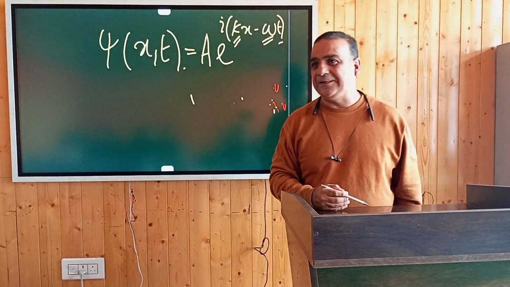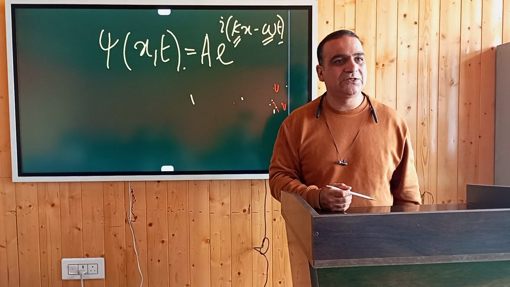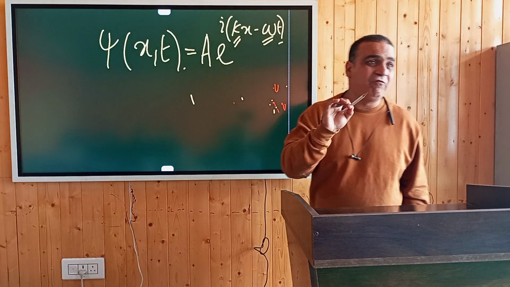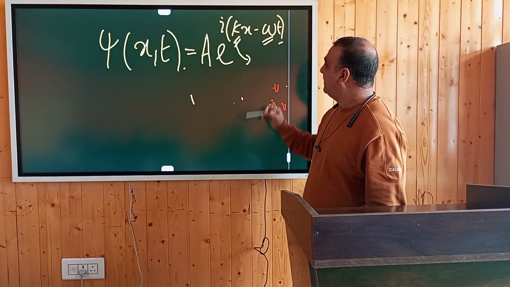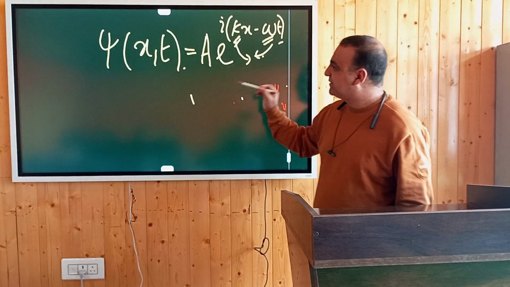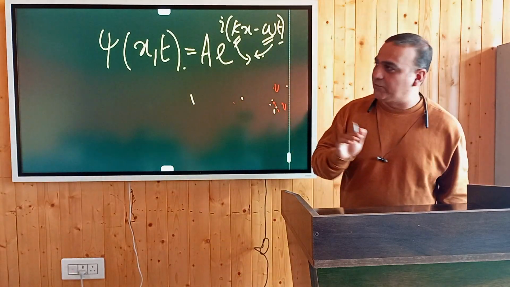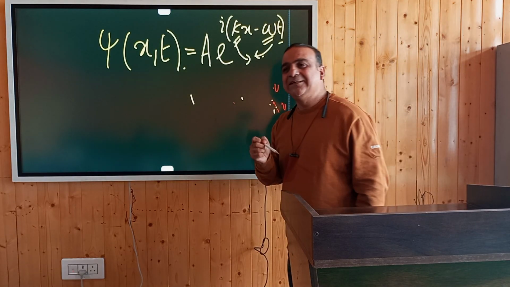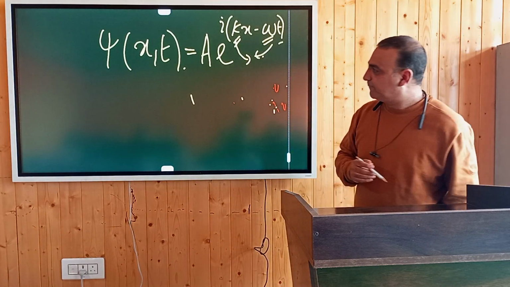Omega is the angular frequency, right? And all of you know we have Planck's equation, E is equal to h cross omega, right? So you can see this wave function as a composition of both the momentum of the particle and the energy of the particle, right? So this is how this wave function is written. And this wave function is carrying the solution of the Schrodinger's wave equation.